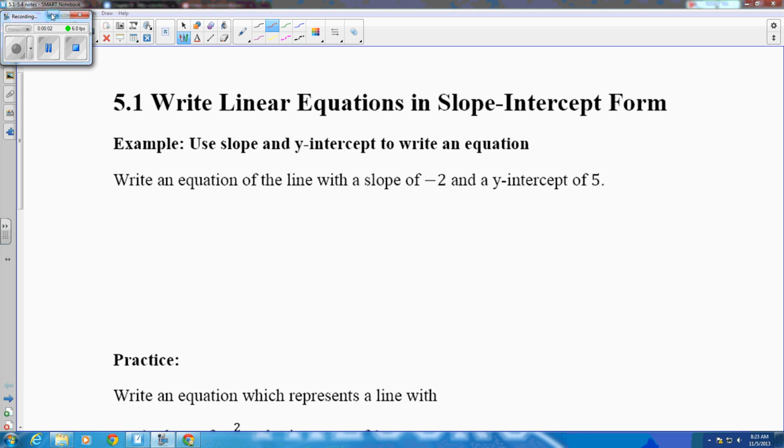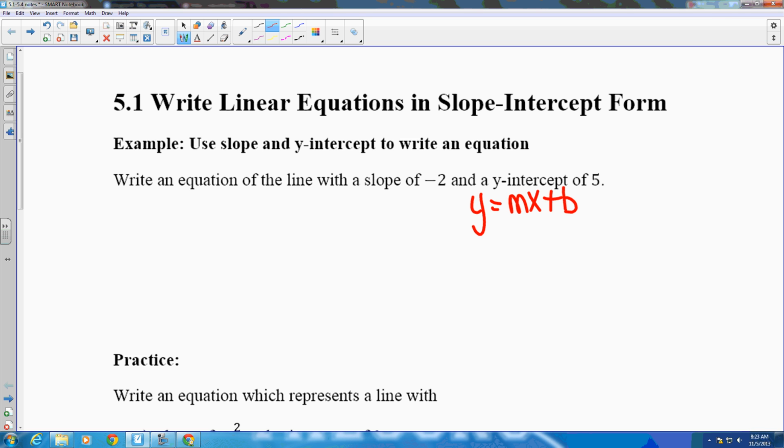Okay, we are starting chapter 5, writing linear equations in slope-intercept form. So here we have use the slope and y-intercept to write an equation. So remembering that slope-intercept form is y equals mx plus b, where slope is the m value and b is the y-intercept value.